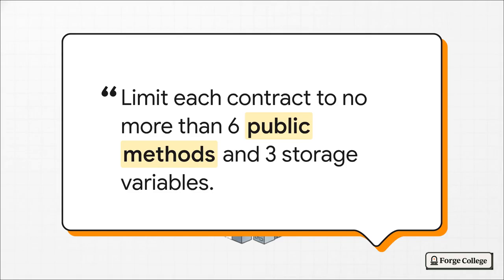And actually, this is one of my absolute favorite prompts to use. Limit each contract to no more than 6 public methods and 3 storage variables. Why do we do that? Because AIs absolutely love to write bloated, complicated code just to try and show off. By forcing these strict constraints, you keep the code minimal, you enforce that separation of concerns we just talked about, and crucially, you shrink your overall attack surface.